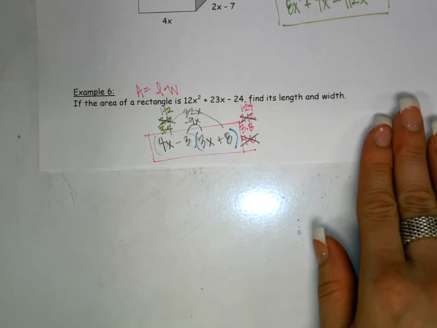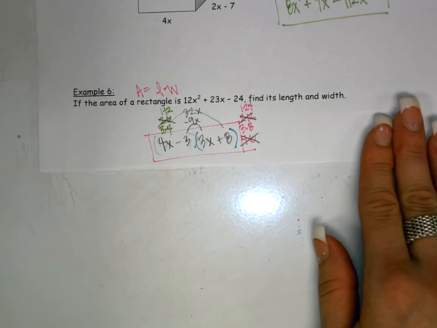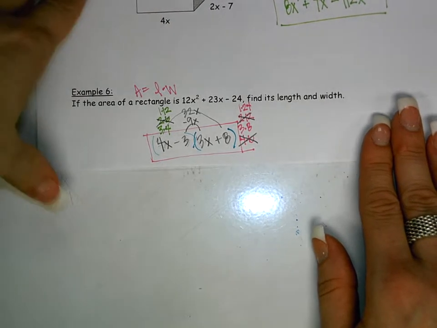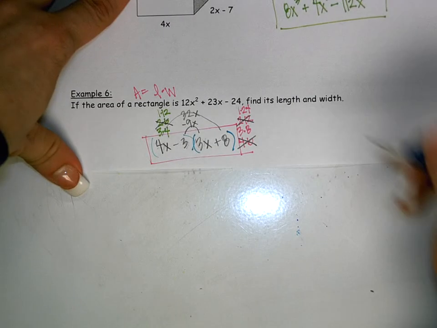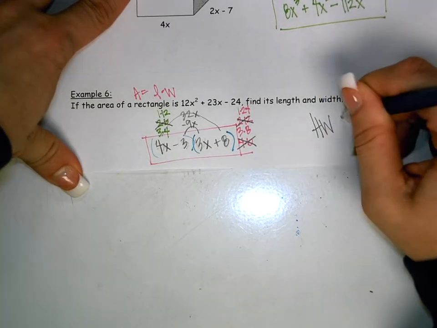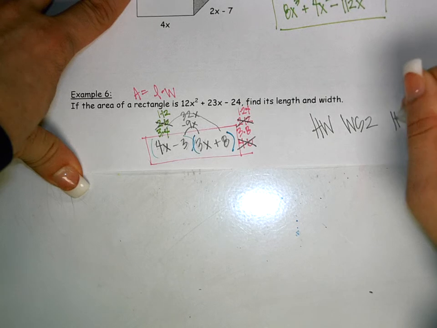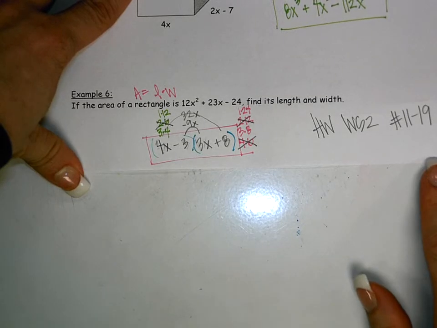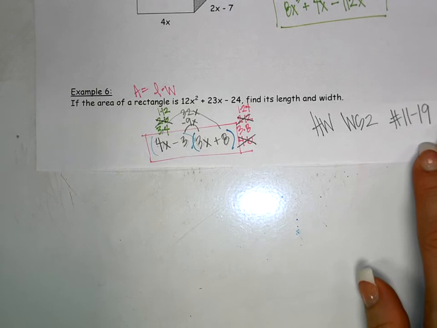Okay, so all you're doing today is going to be setting up word problems. So remember, if it says the word even or odd, okay, even or odd means that you have to be counting by twos. Okay, homework on this is worksheet 2. You are doing numbers 11 through 19. Okay, so look back in your packet. Worksheet 2, numbers 11 through 19.